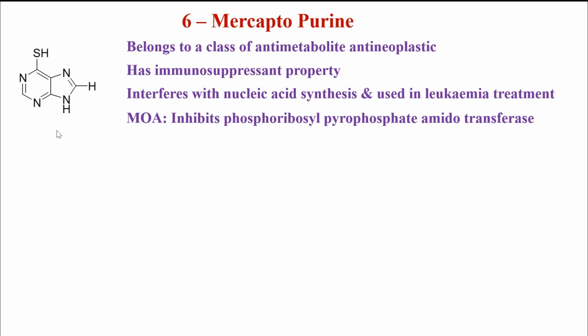It interferes with the nucleic acid synthesis by inhibiting phosphoribosyl pyrophosphate amidotransferase enzyme. Today, let us look into the synthesis of mercaptopurine. The purine molecule synthesis was a slight modification of Trope's synthesis.